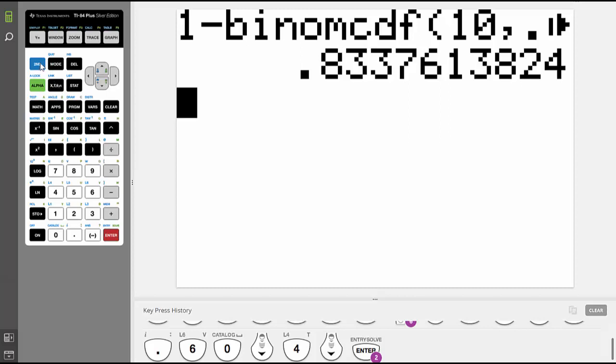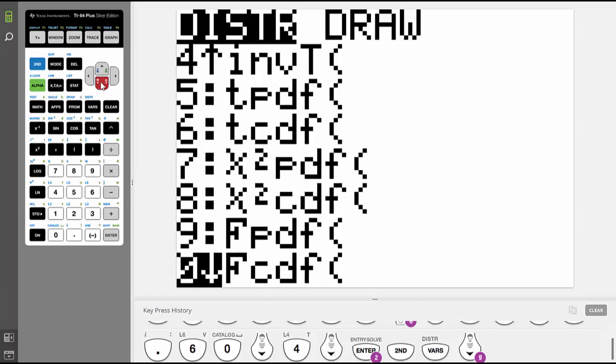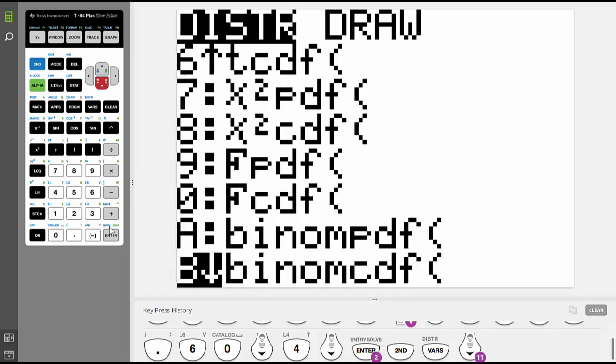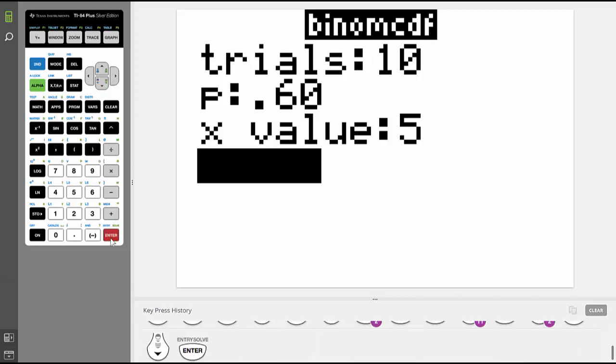All right, so we're going to go to second vars. We're going to go all the way down to Binomcdf. All right, let's see here. Our trials is the number 10. Our p is 0.60. And our x value is 5. All right, we're going to paste this to our home screen.